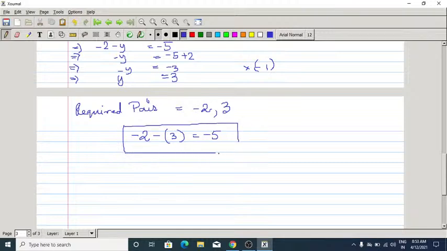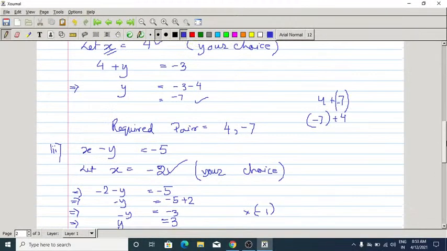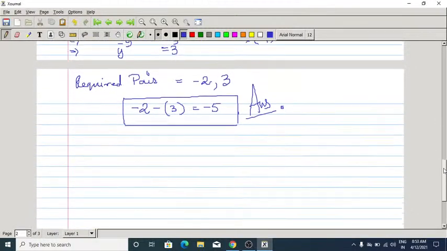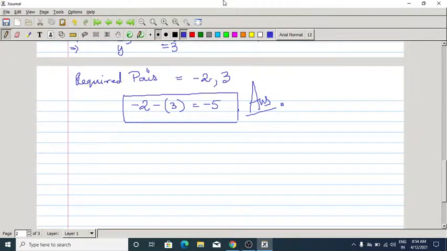Okay. I hope the point is clear that in addition, who is first and who is second is not important, so we did not write the equation over here. But in subtraction, it is very important who is in the first position and who is in the second position. That is very important. So that is why we have written the equation. Okay.